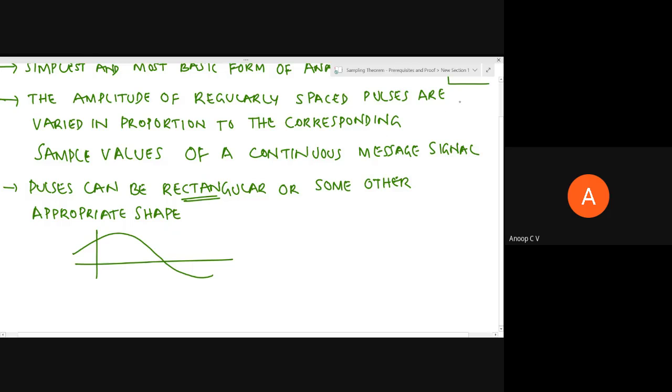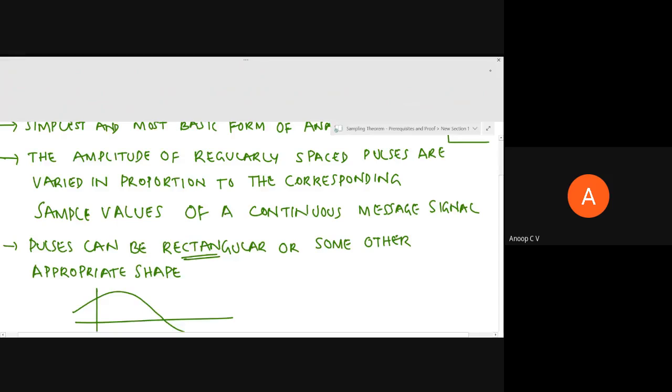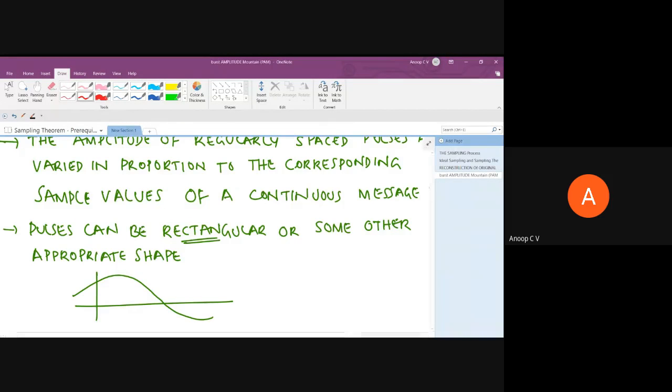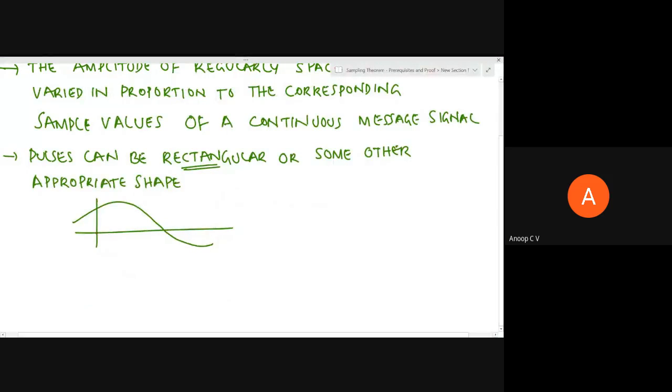Initially, maybe I'll use some other color ink so that we'll be able to differentiate it. So I'll use this particular ink. So this is 0, this is say Ts, 2 Ts, 3 Ts. These are the sampling instances.